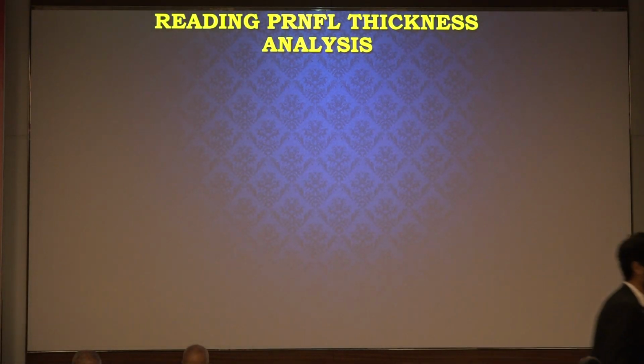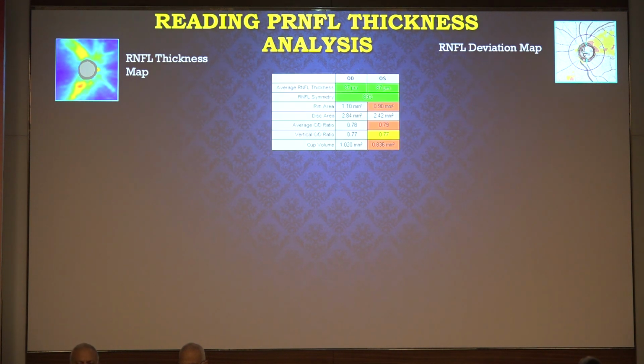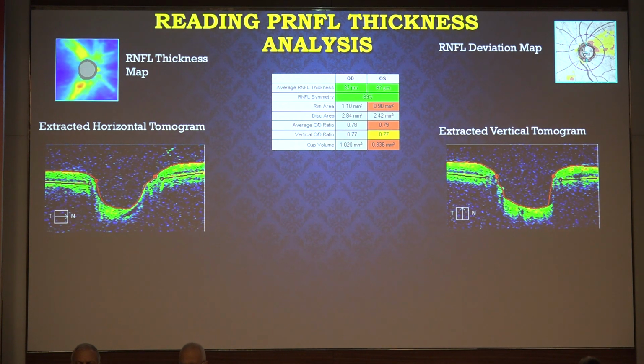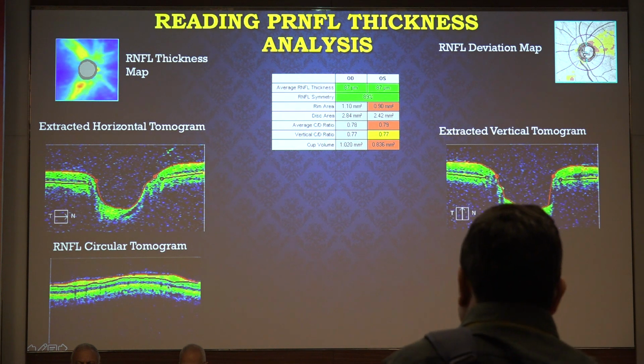Now I'm going to show you the Cirrus RNFL map. Here the first thing is that the RNFL thickness map is showing the yellow and orange areas where it is thick, and the blue area is showing where the retinal nerve fiber layer is thin. And on the right side you can see the RNFL deviation. That means how different this thickness is from the normative data. Then the actual parameters of the optic nerve in terms of the disc area and rim area are also given. You also have the cross-sectional images.